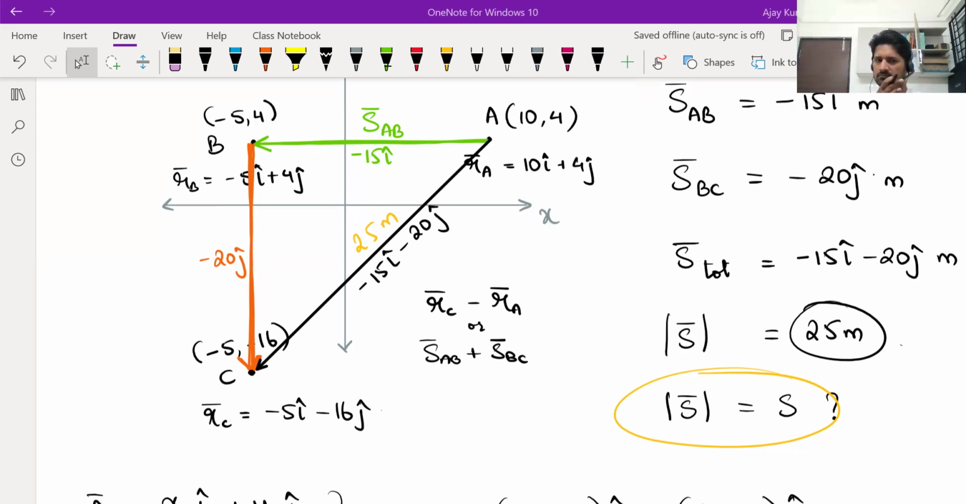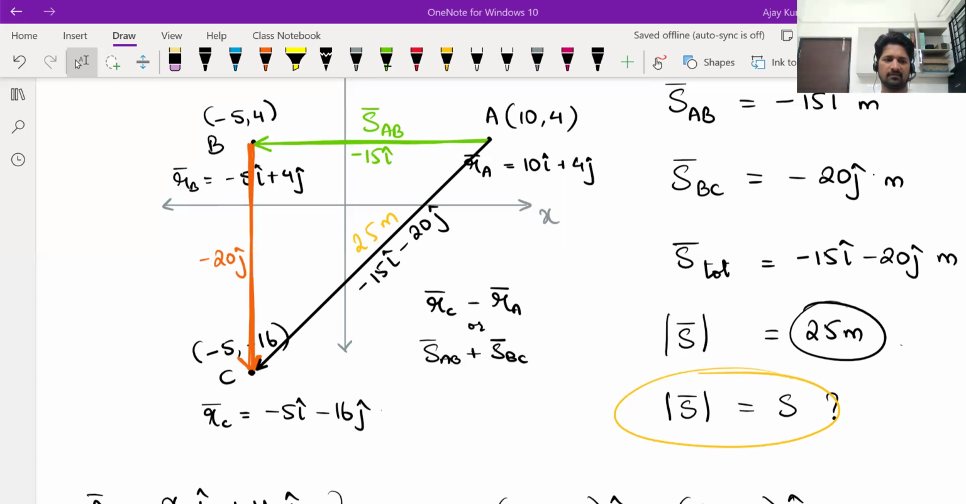So from A to B and then from B to C. Total: minus 15i and minus 20j are the displacements. I'm asking you what is the distance moved by the object as it goes from A to B to C. How much distance did it actually move? What is the total length from A to B to C?